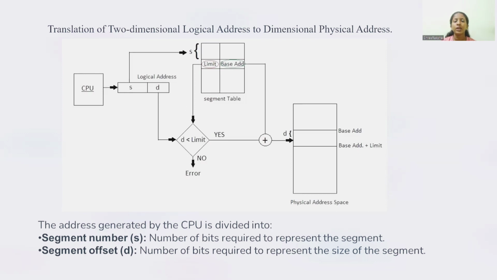Translation of a two-dimensional logical address to a one-dimensional physical address. You can see in this diagram, the address generated by the CPU is divided into segment number and segment offset. Segment number is the number of bits required to represent the segment, whereas segment offset is the number of bits required to represent the size of the segment.